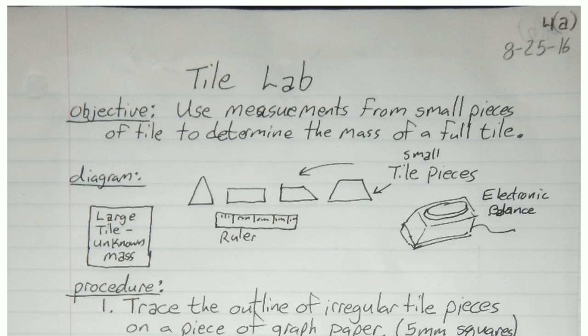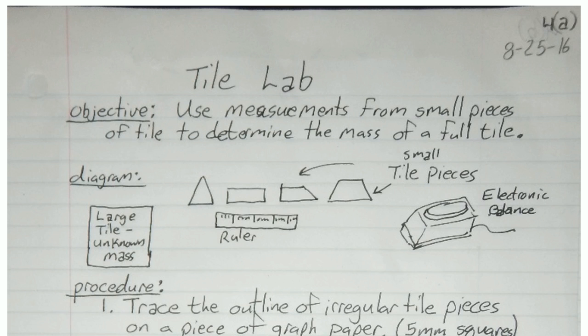This video will show you how to set up the lab report for the tile lab. First, underneath the title, you need to have a purpose or objective. The purpose should be a little more detailed than just the general purpose of finding the mass of a full tile. You should include something about either how you're going to do it or why. In this case, on my lab report, I mentioned that I was going to use measurements of small pieces of tile to determine the mass of the full tile.